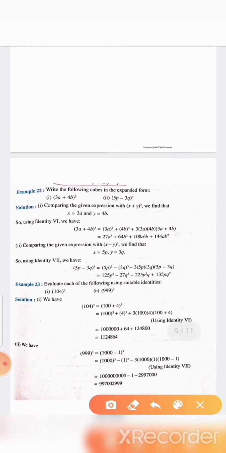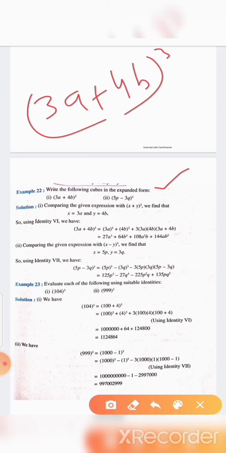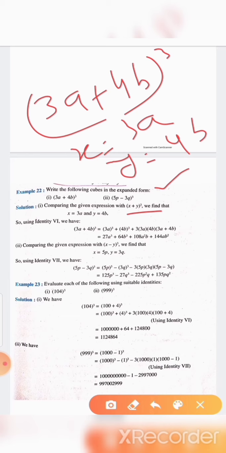Example number 22. Write the following cubes in the expanded form. First question is (3a plus 4b) whole cube. This means identity number 6, (x plus y) whole cube. Comparing, we get x is equal to 3a and y is equal to 4b. The expansion of (x plus y) whole cube identity is x cube plus y cube plus 3xy in the bracket (x plus y). Substituting all the values in the RHS of identity number 6, we get this step.